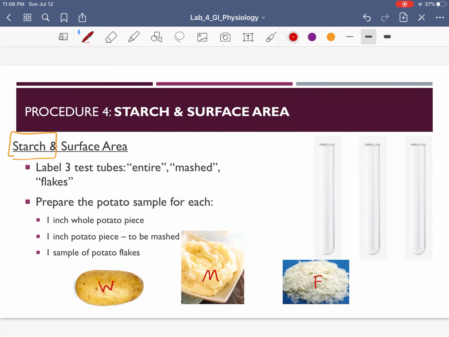each. One test tube, we would label whole or entire, because it's an entire potato piece. Then we would label a test tube mashed. And lastly, we would label a test tube flakes. Can't we agree that we have different surface areas here? A whole potato piece, a mashed or squished potato piece, and then really small potato flakes.